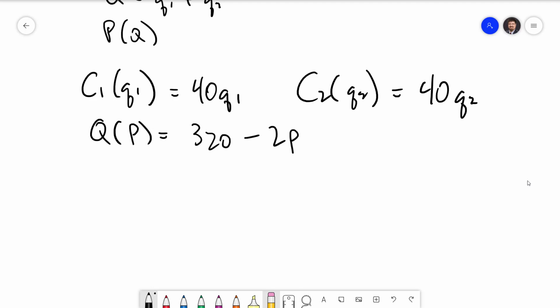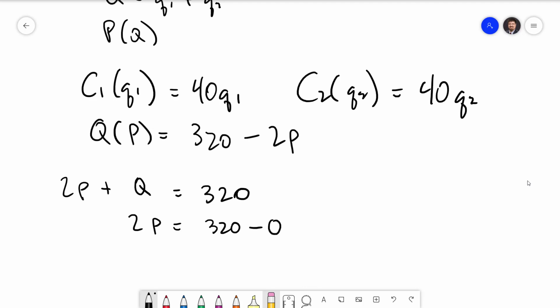To do that, I'm going to add 2P to both sides to get 2P plus Q, and I'm going to just drop the function notation at this point, equals 320. Then I'm going to subtract Q from both sides to get 2P equals 320 minus Q, and then divide both sides by 2. That's going to give me P equals 160 minus Q over 2. Don't forget to divide both terms here by 2, or whatever your coefficient is in your problem. Now I'm going to add back in our function notation over here to get our inverse demand function.